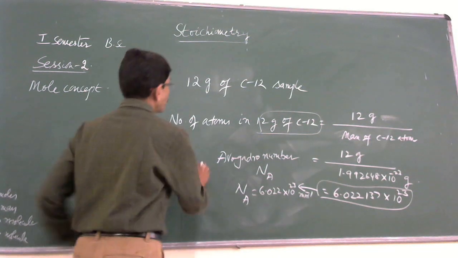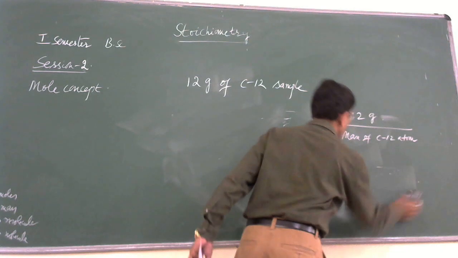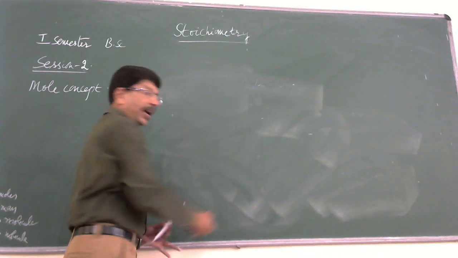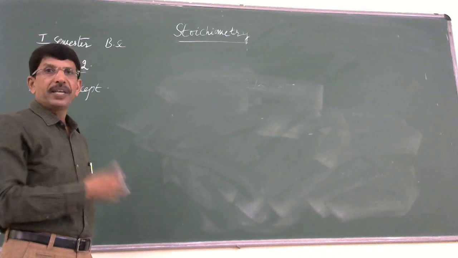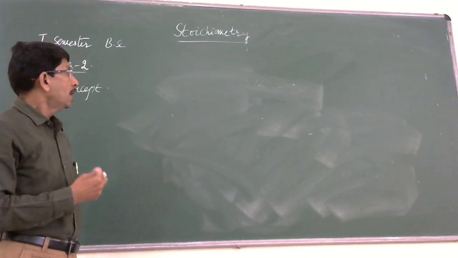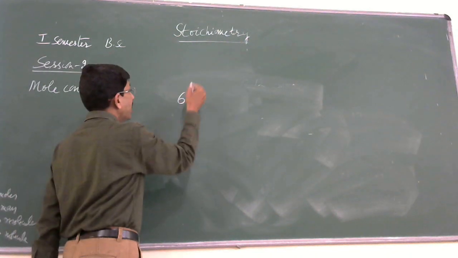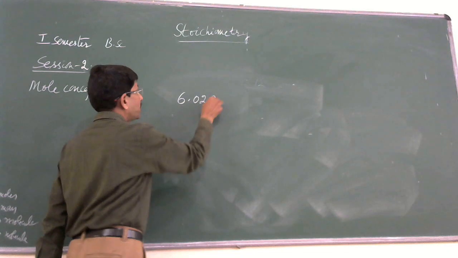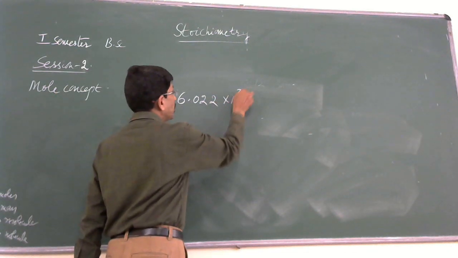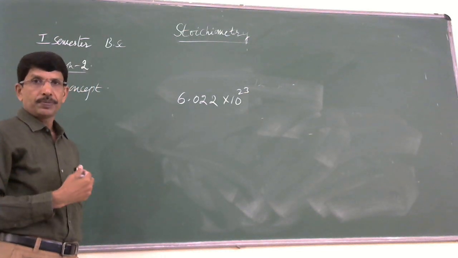So if the concept of mole is understood by you, this mole is taken as the SI unit for amount of substance. This is one of the basic units among the 7 basic fundamental units of the SI system. So once you understand that any quantity of any substance containing 6.022 into 10 to the power 23 number of particles is called 1 mole.